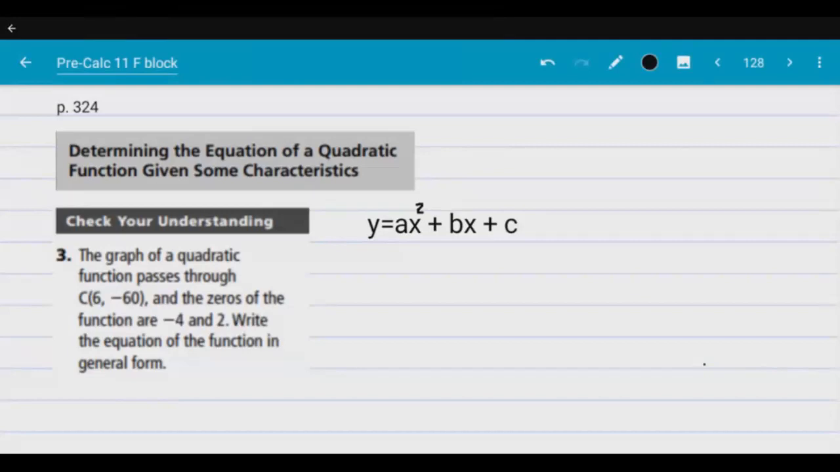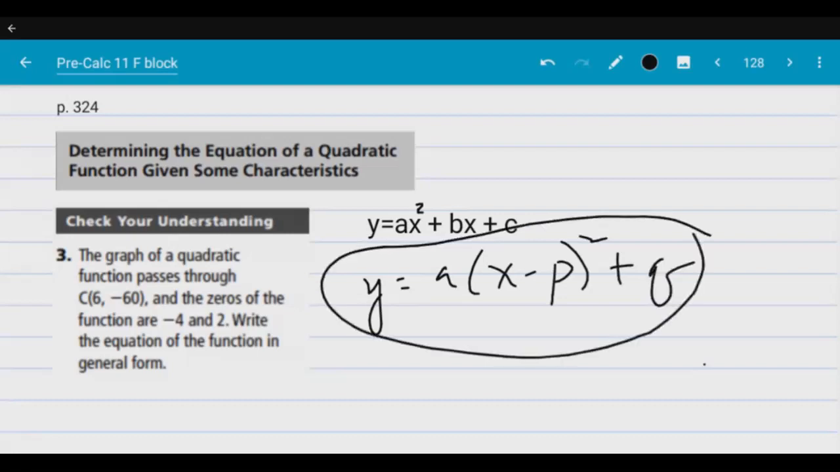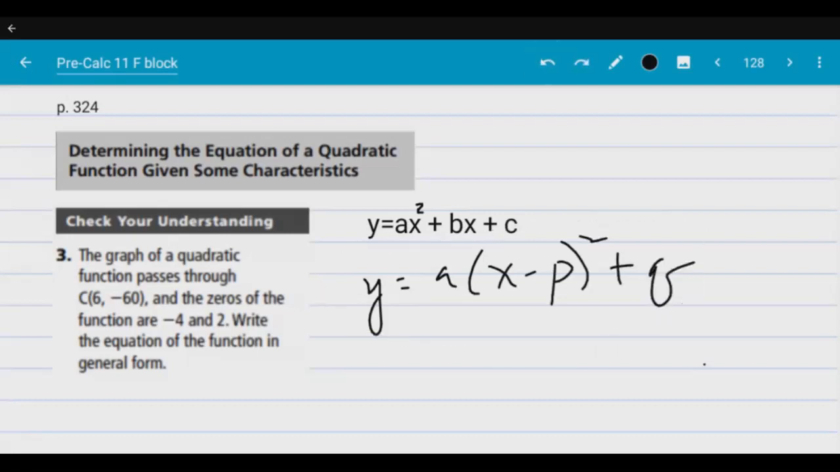The graph of a quadratic function passes through this point, and the zeros of the function are -4 and 2. Write the equation of the function in general form. Now, guys, you might be tempted to use this, all right? Or you might be tempted to use this. And for the most part, I think you would want to use this, but then you have to understand that if you were to use the vertex form, you have to have the vertex. Unfortunately, we don't have that, okay? This one, I don't even know how you're going to be able to do that using that one, all right?